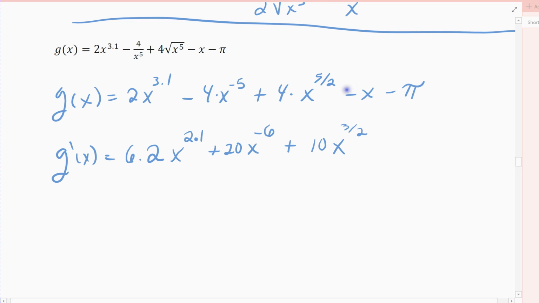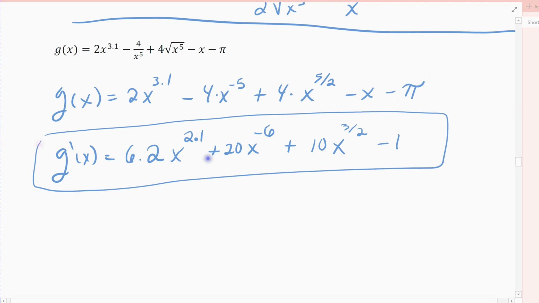Derivative of just x was 1. There is a negative out front, so it's going to be negative 1. Pi, remember, pi is just a constant. It's an ugly, irrational constant, but it's just a constant, so the derivative of pi will go away, it's 0. And there is my function. Alright, and I'm going to leave it like that, because usually in these cases they do leave it since you've got the decimal and the exponent there. So we'll leave it like that.